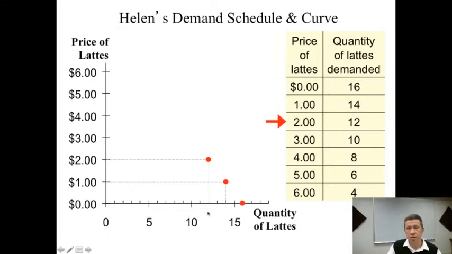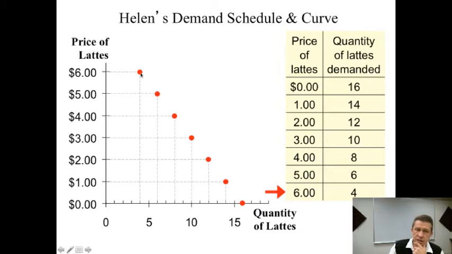So at 0, 16 units, quantity of latte demanded is 16, right? Helen wants 16 lattes if it's free. If it's $1, she wants 14. If it's $2, she wants 12. If it's $3, she wants to buy 10 units. $4, she wants to buy 8 units. And in your notes, when you're doing this, you should be plotting these points along here, right? You should be going to $4, finding the point where it's at $4 and 8 units, and then you plot the point right up here. $5, she would have 6 units, right? $5, 6 units, and you plot the point.